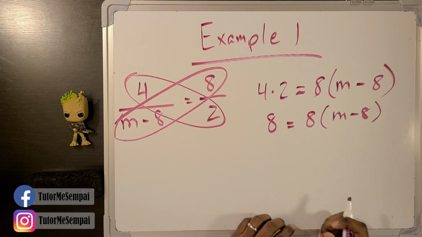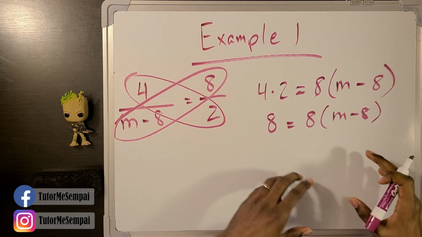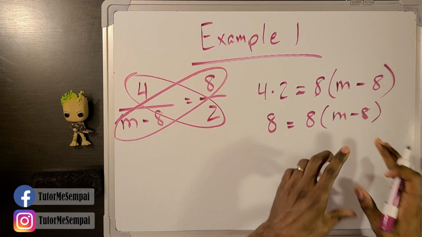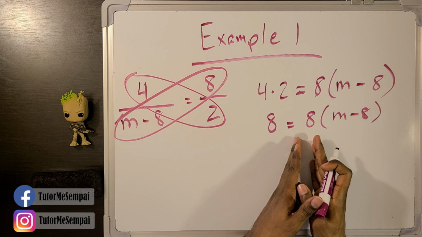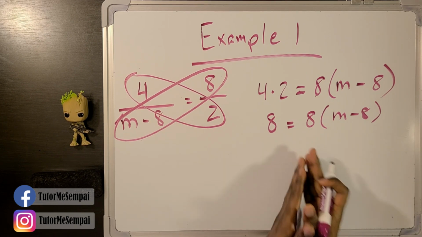So how do we get m by itself? Well, m is in these parentheses. They're kind of protected. You can kind of think of the parentheses as a barrier. You can't really do anything without removing everything outside the barrier first. So how do we get rid of everything outside of the barrier?